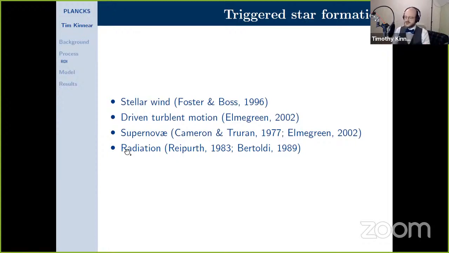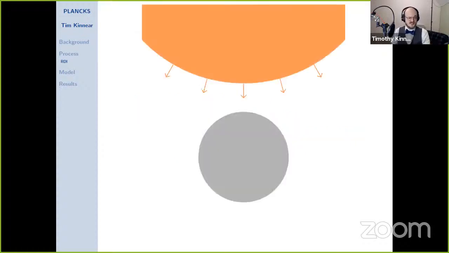And radiation. So the ones that I was looking at with this, the radiative-driven element of radiative-driven implosion, stem from this idea of radiation, which is Bertoldi's and Roper's work. The idea behind this is that you start off with this expanding ionization front. None of this is to scale. And you have this gray sphere here, which is our dense blob of gas. The ionization front expands to nearby.